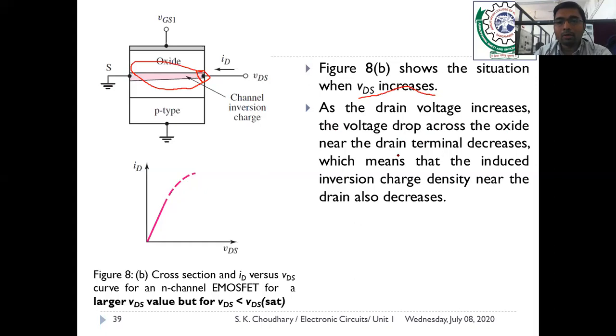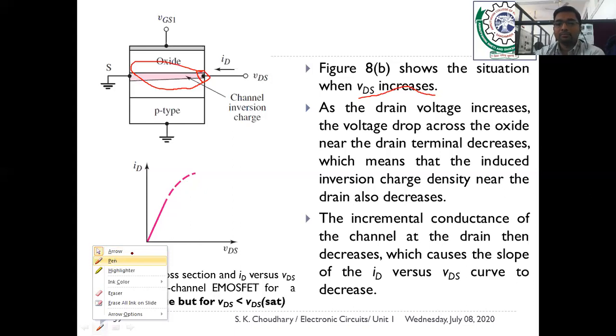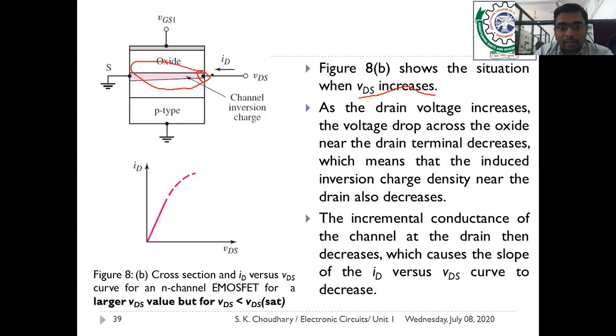So what is the voltage drop across the oxide near the drain terminal? This is the voltage VGS minus VDS, which means VGD would decrease, and due to this decrease, the inversion charge region near the drain also decreases. And when the inversion charge near the drain decreases, the incremental conductance of the channel at the drain terminal then decreases, which is responsible for the decrease in the slope of the ID versus VDS curve.